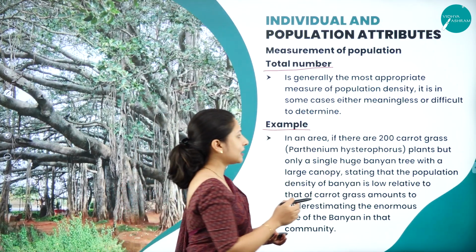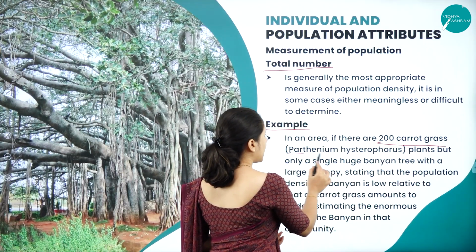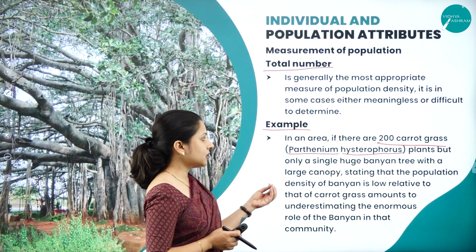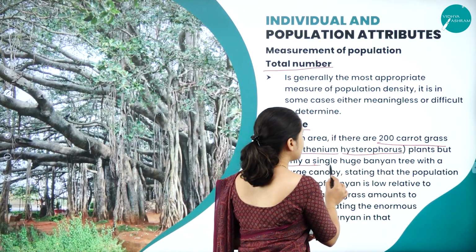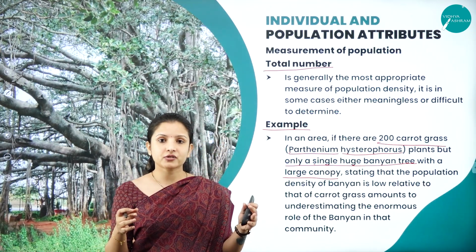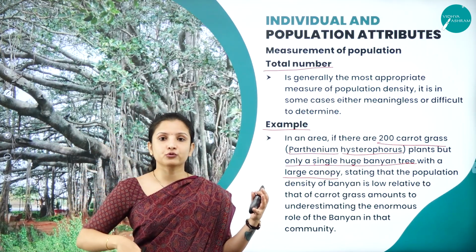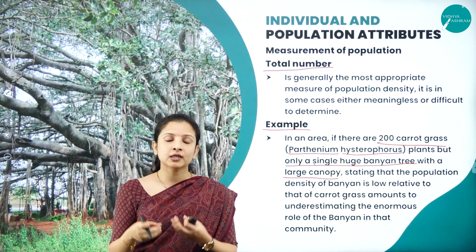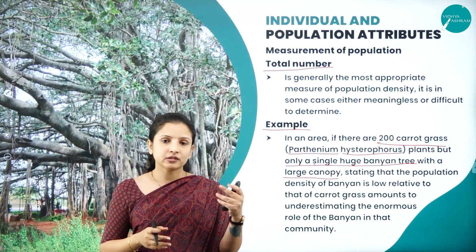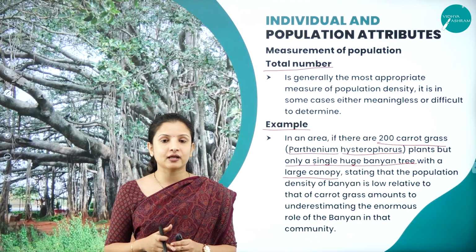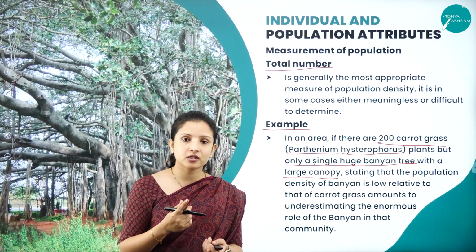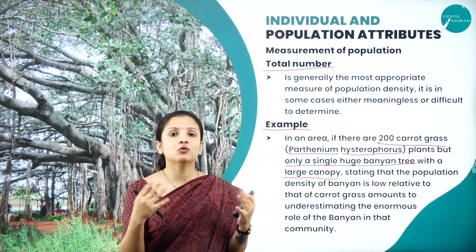Say, for example, in a field there are 200 carrot grass. Carrot grass is nothing but Parthenium hysterophorus. It is a weed. In a field there are 200 carrot grass, that is Parthenium plants, but only one single huge banyan tree with a large canopy. We know that one banyan tree spreads by putting its prop roots to the ground, right? Wherever the prop root touches the ground, it forms a new stem, roots start to develop, and it grows into a new tree. So when we look, we feel it is an individual tree standing there, but the area it has covered is more. But how many Parthenium are there? 200. How many banyan trees? Only one.